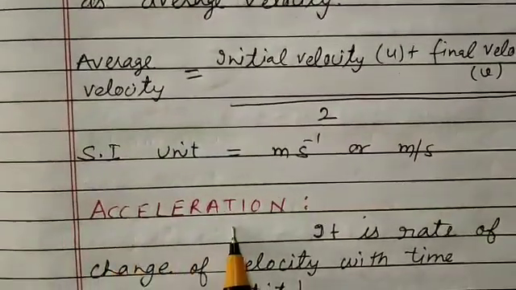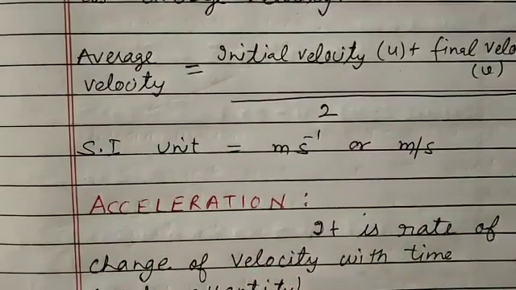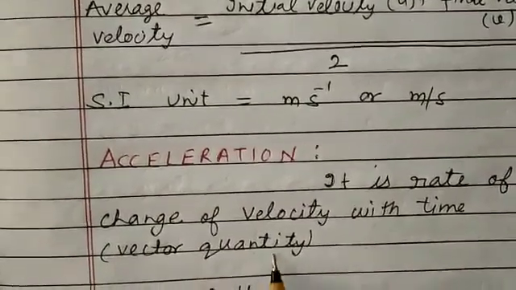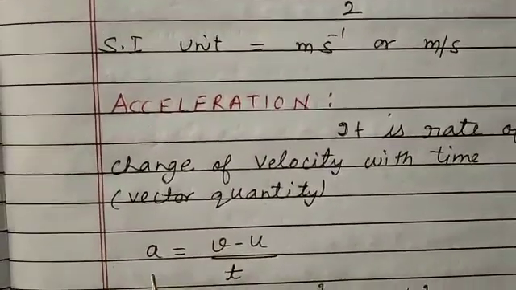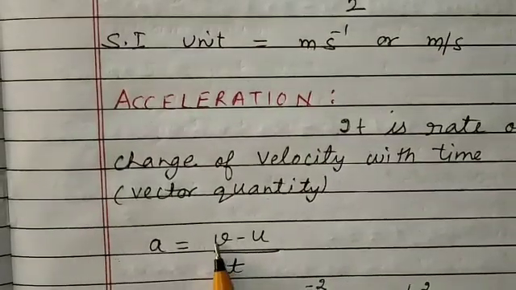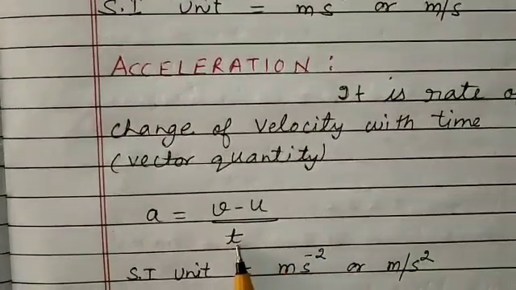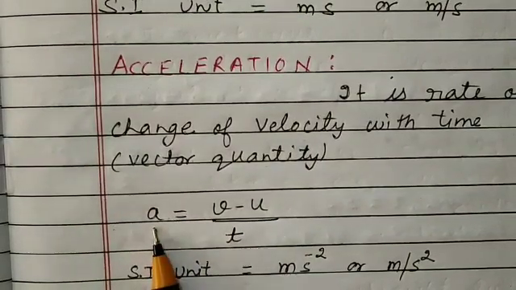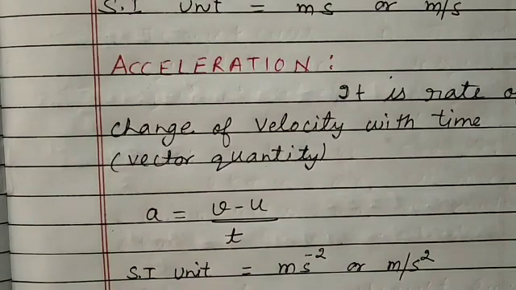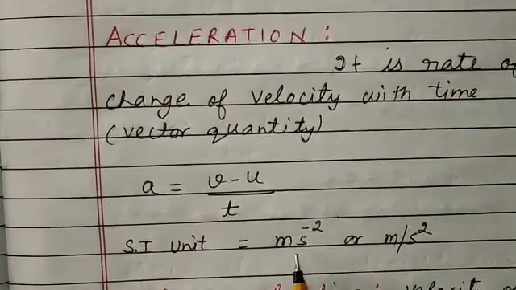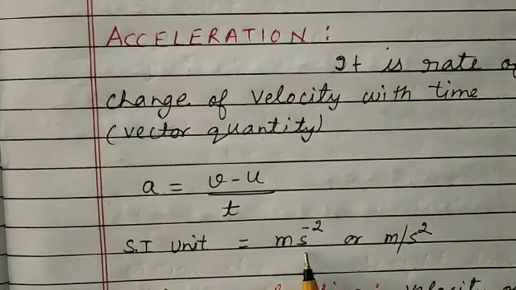Next is acceleration. Acceleration is the rate of change in velocity with time. Again, this is a vector quantity, and the formula is a equals v minus u by t, where a stands for acceleration, v is the final velocity and u is the initial velocity, divided by time. Change in velocity with respect to time is called acceleration. SI unit for acceleration is meter per second square or meter second minus 2.